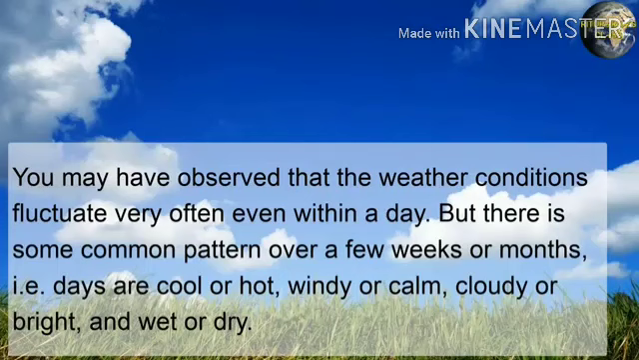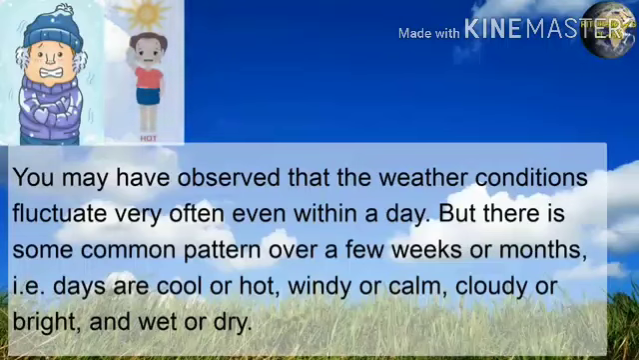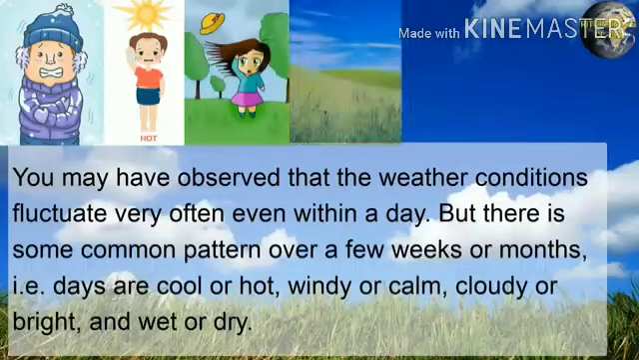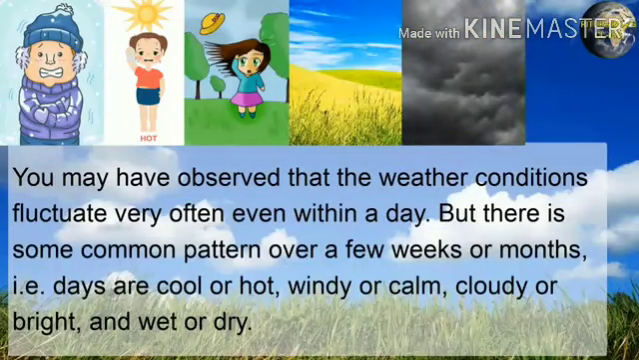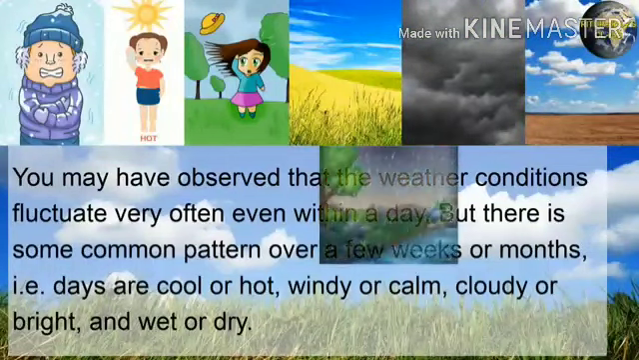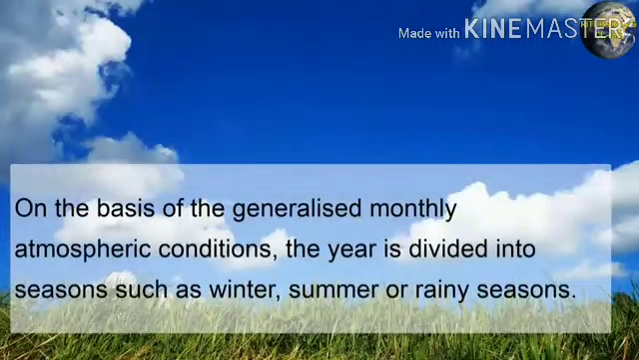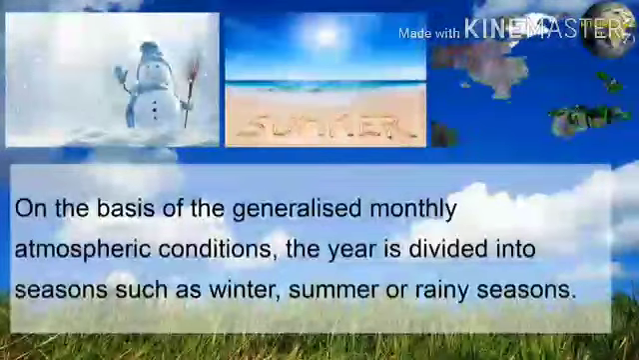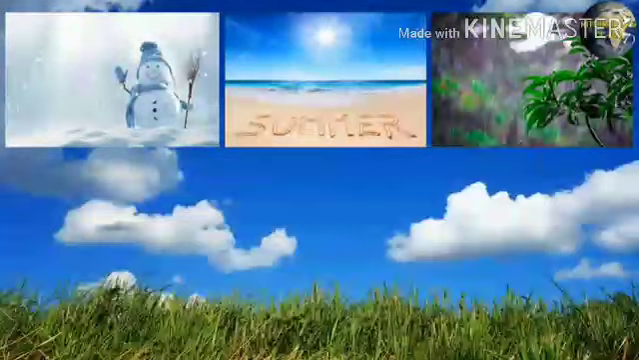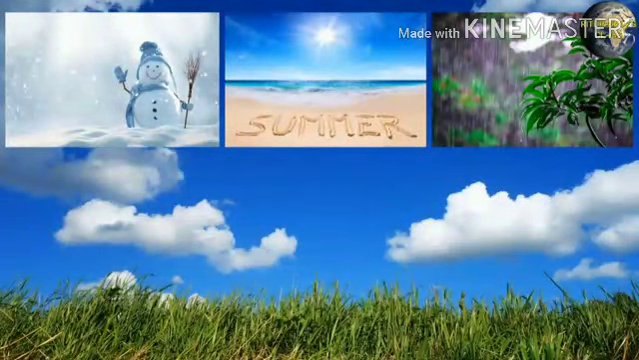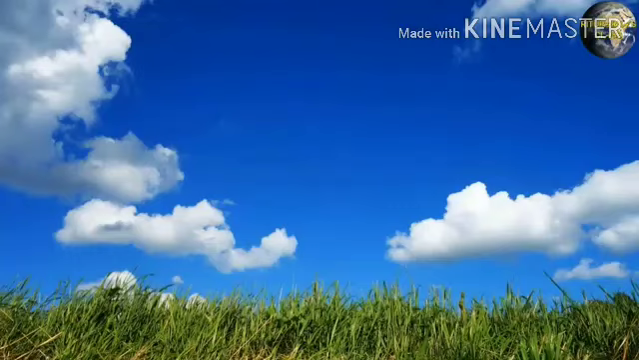Like sometimes we say days are cool or hot, windy or calm, cloudy or bright, or it can be wet or dry. So, on the basis of mean monthly atmospheric conditions, the year is divided into seasons, such as winter, summer, or rainy seasons. Do you know what type of climate India has and why it is so? We are going to learn everything in this chapter.